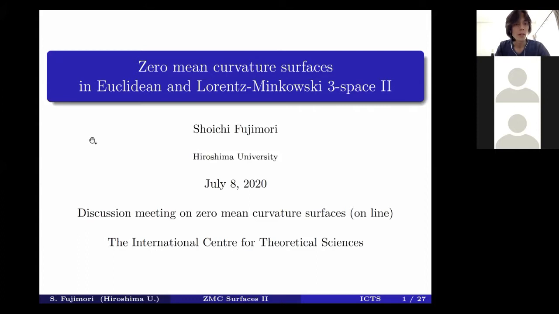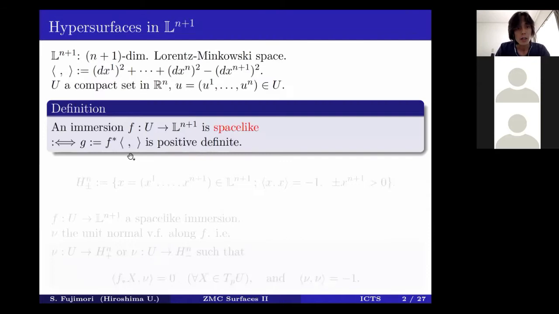So yesterday, I briefly gave a review of minimal surface theory in Euclidean space. Today, I'm going to give a talk about maximal surfaces in Lorentz-Minkowski 3-space, in contrast to minimal surfaces. Okay, let's start.